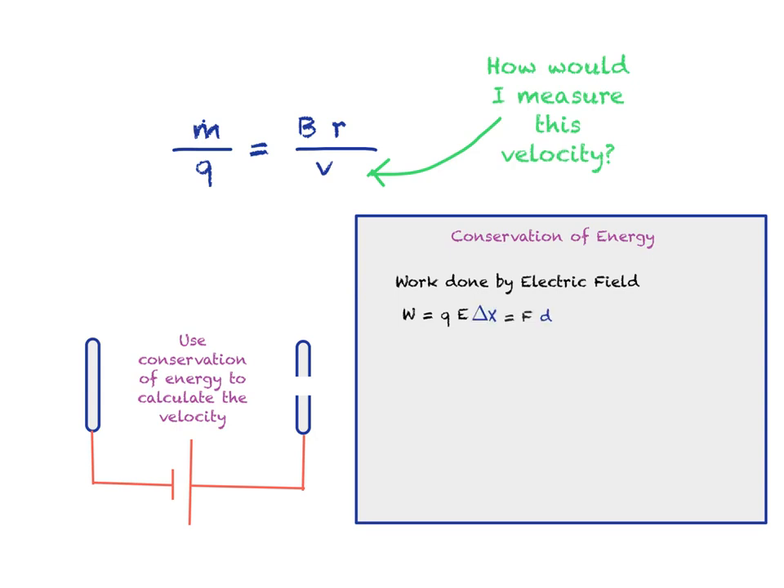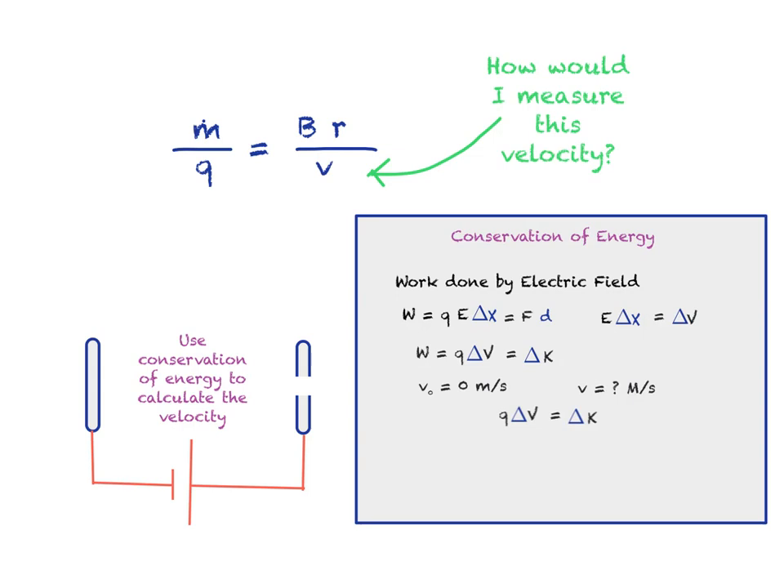Now I know that E delta X is equal to delta V, so the amount of work that the electric field is doing can be calculated by saying the charge times the potential difference. Now I know that mechanical work also equals a change in kinetic energy. So if the particle starts from rest and it accelerates up to some speed, I could write this expression. Delta K, for the change in kinetic energy, is equal to Q delta V.